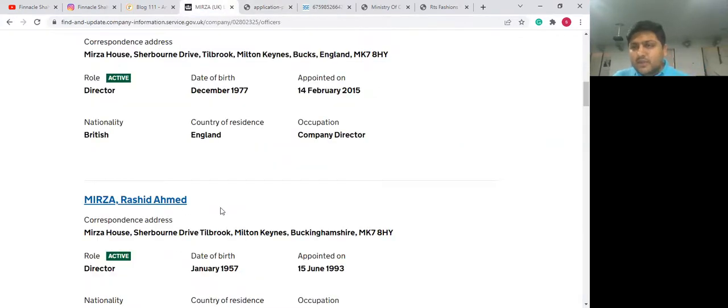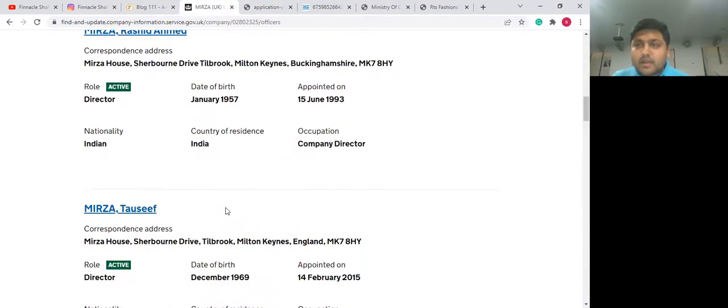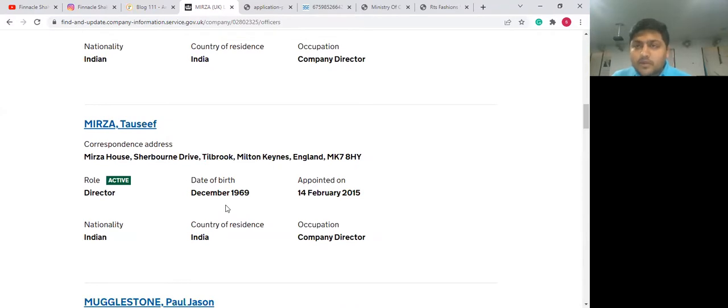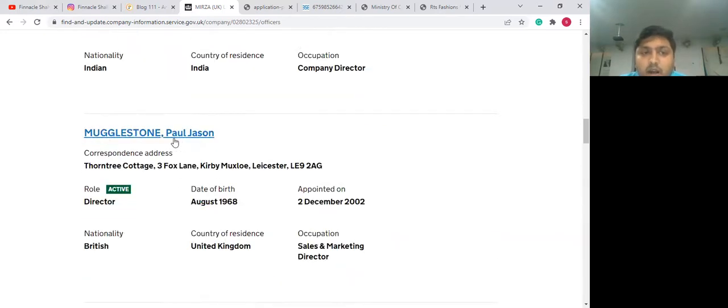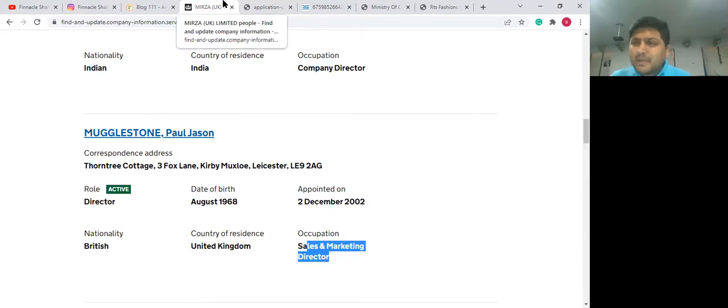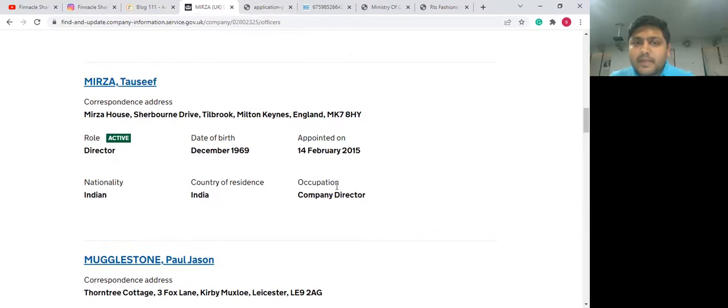Now, because it's a UK-based company, maybe they have some feet on the ground to sell the shoes bought by Mirza UK from Mirza International. As you can see, if you scroll down, PJ Mugglestone is basically a sales director. So he's pretty much an employee, not really an owner. Maybe some bit of owner, but the majority of the ownership would be through the company directors, which we see here.